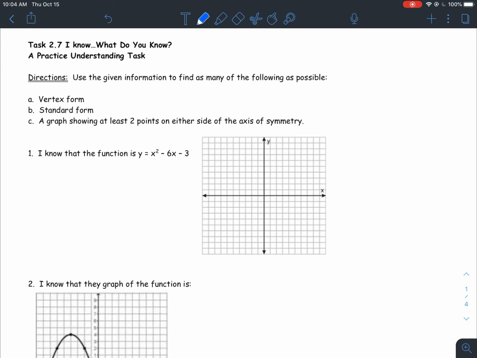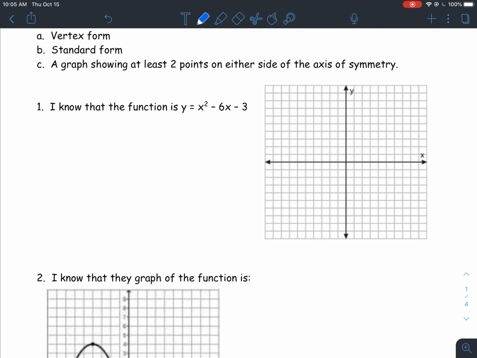All right, so first let's go ahead and read the directions. It says, use the given information to find as many of the following as possible: the vertex form, standard form, and then a graph showing at least 2 points on either side of the axis of symmetry. All right, so for the first one, they gave us this function in standard form.